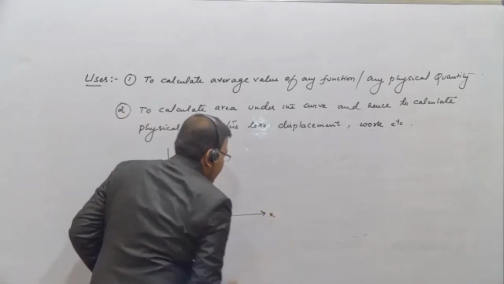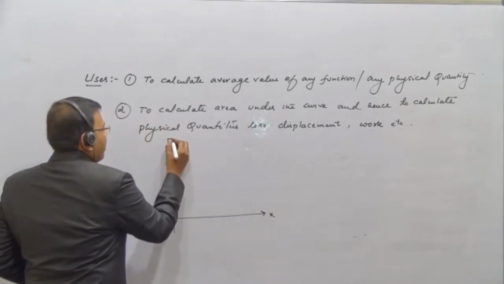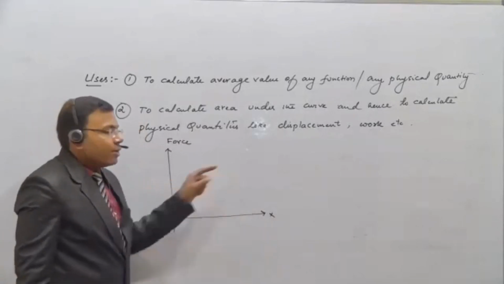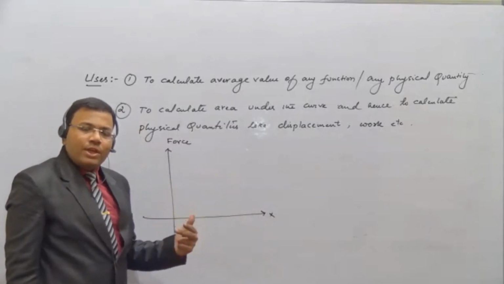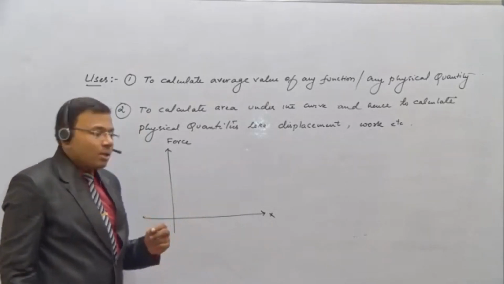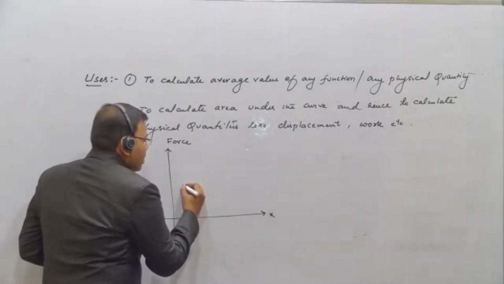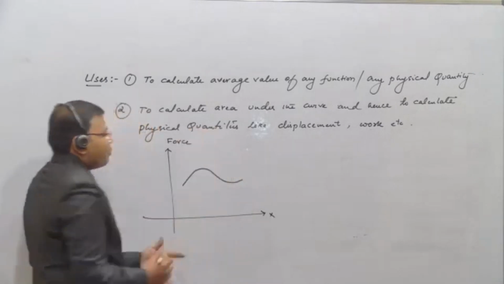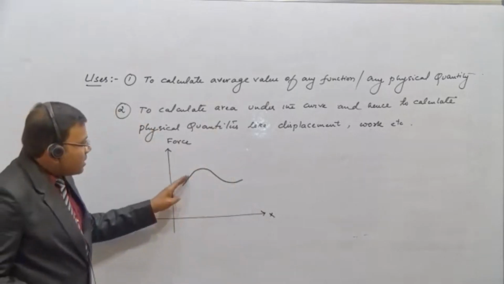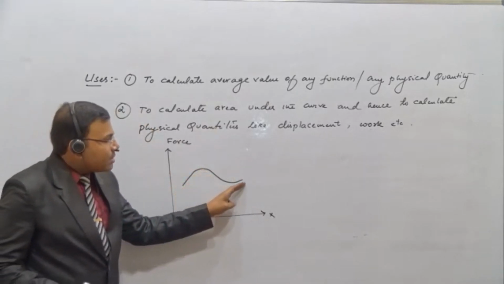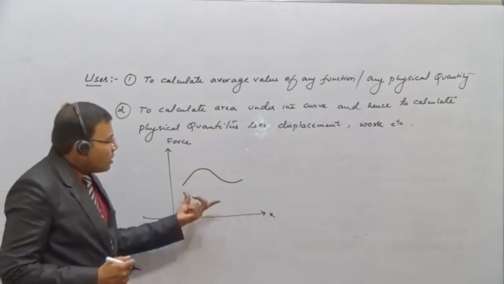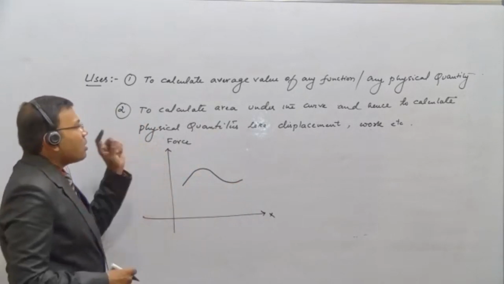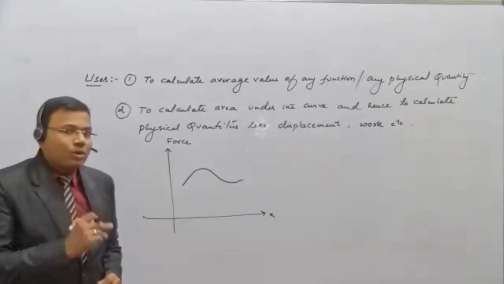See, this is the displacement x, and this is the force. Now, if I apply a constant force, we can directly go for force into displacement. But here, you can see the force first increases, then decreases, again decreases, and again tries to increase. Under this situation, how to calculate the work done? We can calculate the work done by the concept of integration. Let us see how.